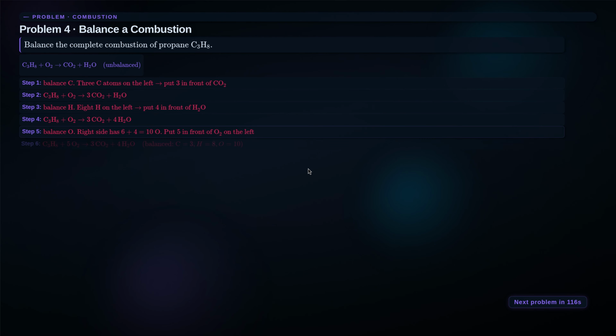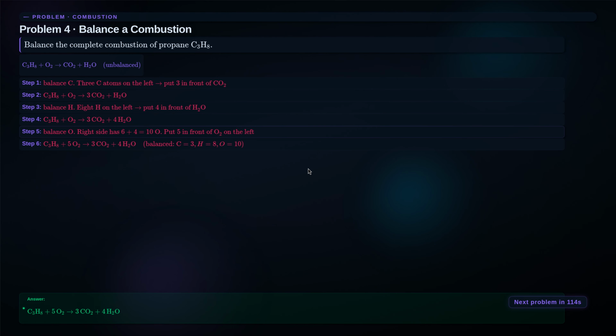Solved problem 4, predicting a double replacement precipitation. Will a precipitate form when solutions of barium chloride and sodium sulfate are mixed? Step 1. Identify the ions. Ba2+, Cl-, Na+, SO4 2-. Step 2. Write the potential products by swapping partners. BaSO4 and NaCl. Step 3.